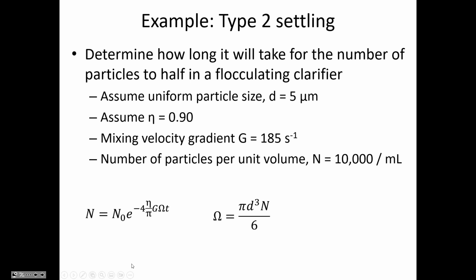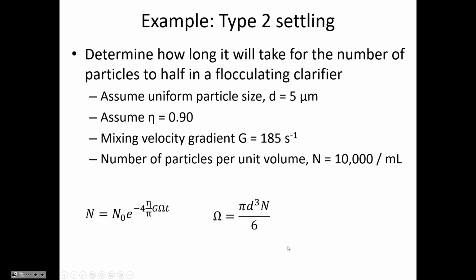So we'll calculate the volume in units of cubic centimeters just because of the way things are going to be substituted together in this first calculation. Okay, so our velocity gradient is 185 inverse seconds, and the collision efficiency is 90%. So here we're saying we don't assume that every collision yields a larger particle, but 90% of them do. 0.90.